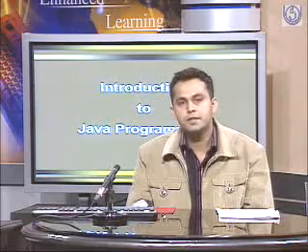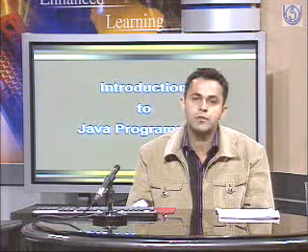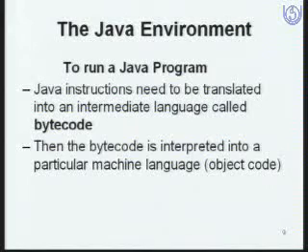Now let us see how a program executes, or let us see what comes under the Java environment. To run a program in Java, you have to write the instructions in Java code, which has to be translated into an intermediate language called bytecode. Then the bytecode is interpreted into a particular machine language called object code.